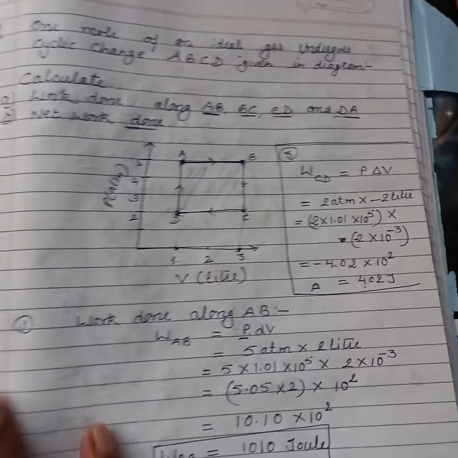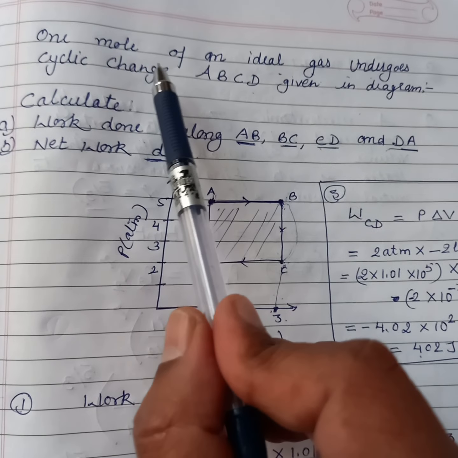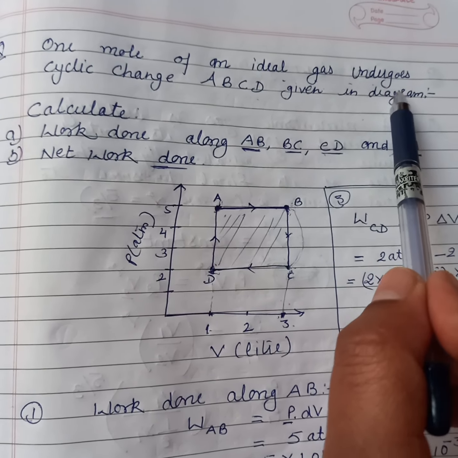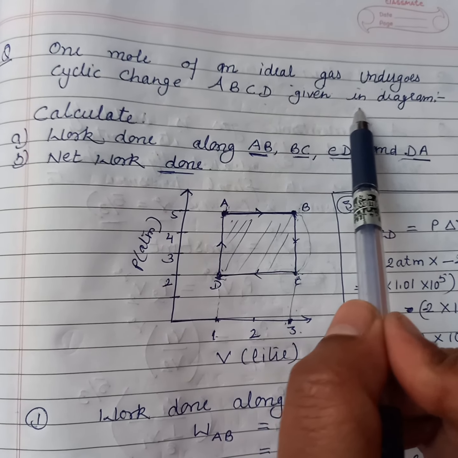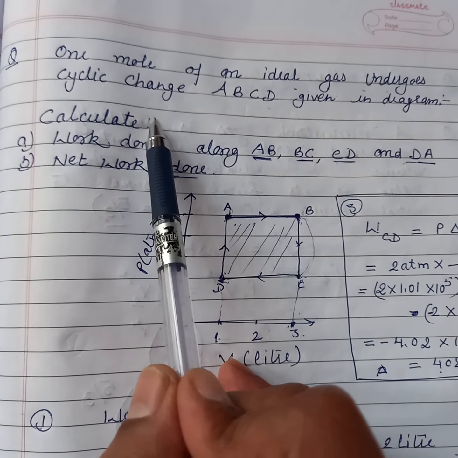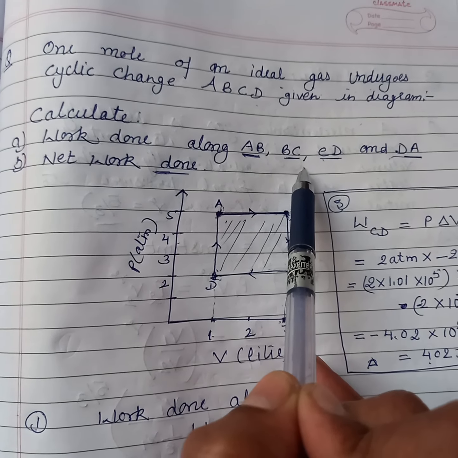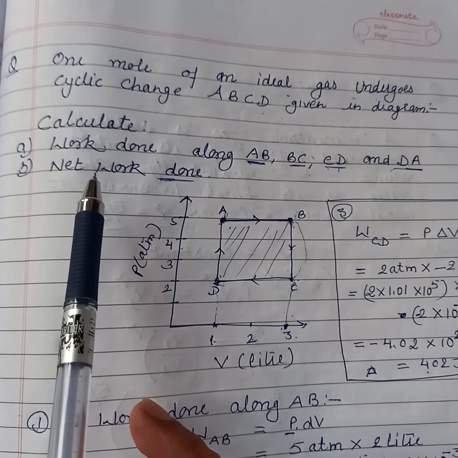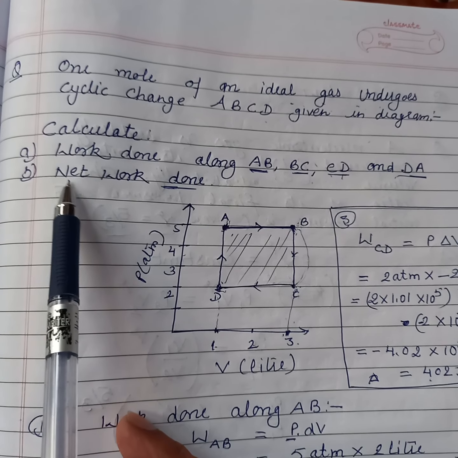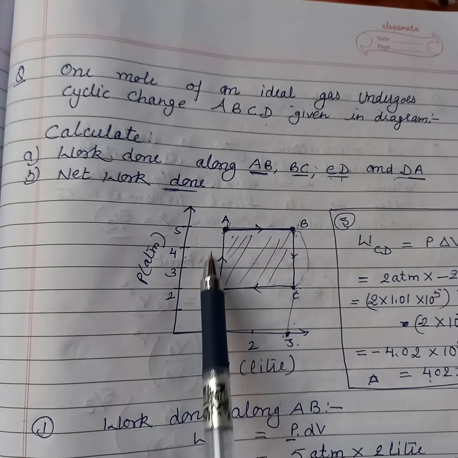Now here the question is, listen: 1 mole of an ideal gas undergoes a cyclic change A, B, C, D given in the diagram. Clear? The diagram is given to you here. Calculate the work done along AB, BC, CD and DA. This is the first part of the question. Second part, what they need: net work done. How much work is done during this cyclic process?